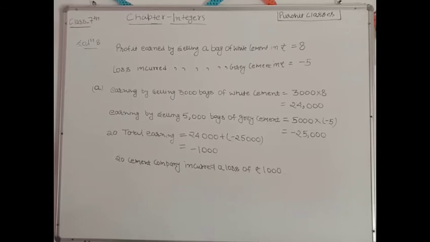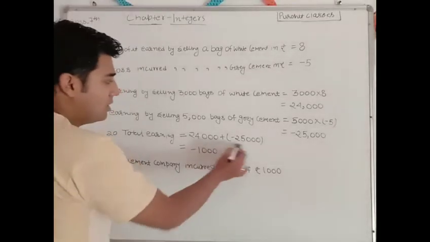Now, to find out whether it is a case of profit or loss, what we will do is find the total earning. Total earning will be calculated by the sum of earning got by selling 3000 bags of white cement and 5000 bags of grey cement. So here we have just added the earnings.